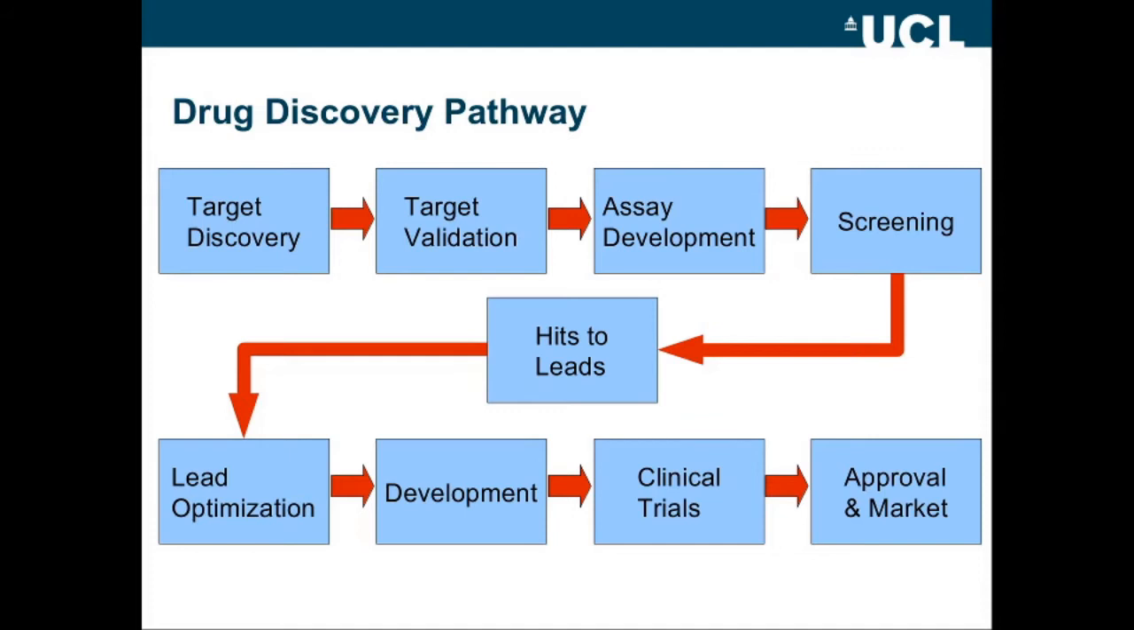Now, as you pass along this pathway, the costs at each stage become more and more. So the sooner you can curtail this development pathway, the more money you will save. So if you can knock out the idea of a target being important very early on, then you don't waste the money from lead optimization, development and trials.